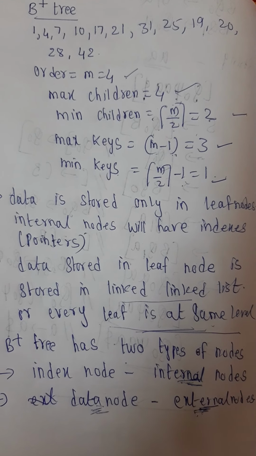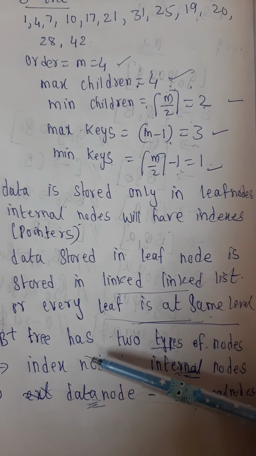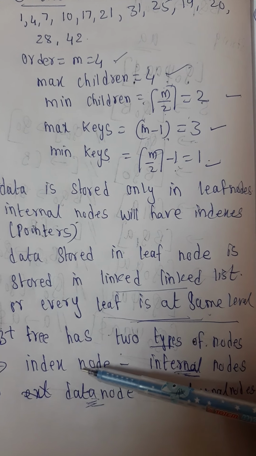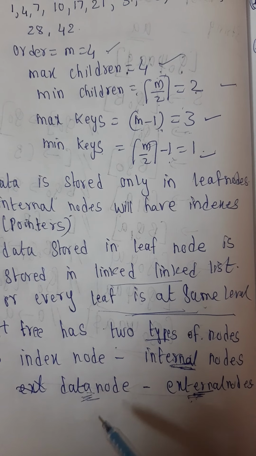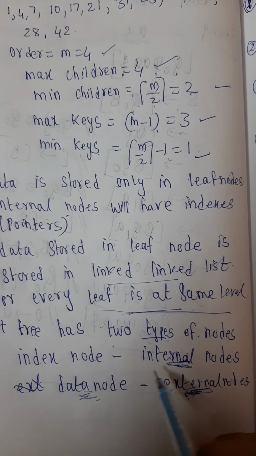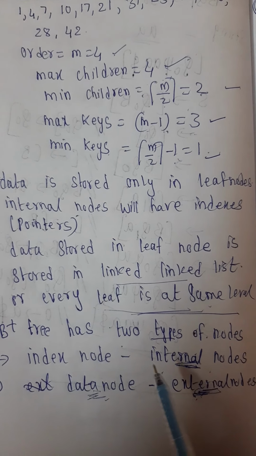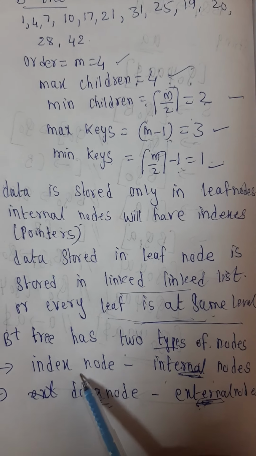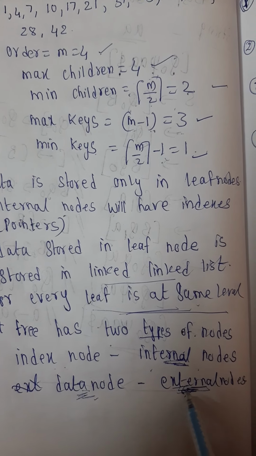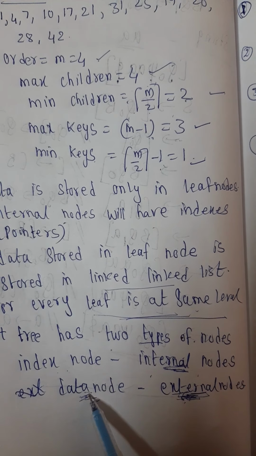So the B plus tree consists of two types of nodes. The first node is an index node, another one we call a data node. Index nodes are internal nodes and data nodes are external nodes. So what is this actually? The internal nodes, which we call index nodes, will be storing the addresses, indexes, but external nodes, nothing but the leaf nodes, will store the data information.